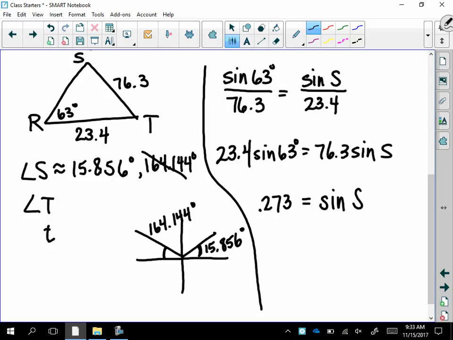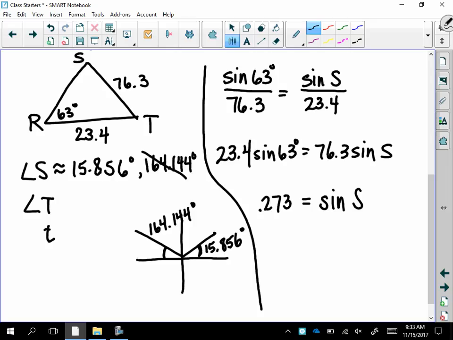But it won't always work that way. Sometimes we'll come up with an angle that still would allow us to have something left over. And in that case, that's called the ambiguous case, because you'll have two different triangles that fit the criteria that are given. Okay?